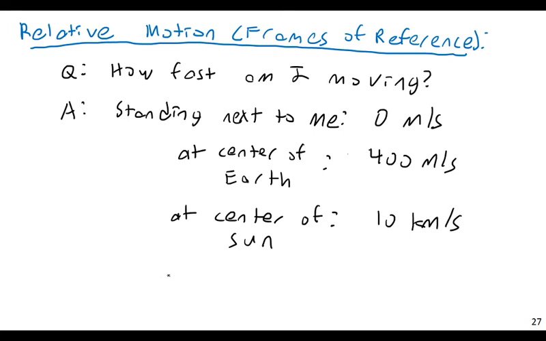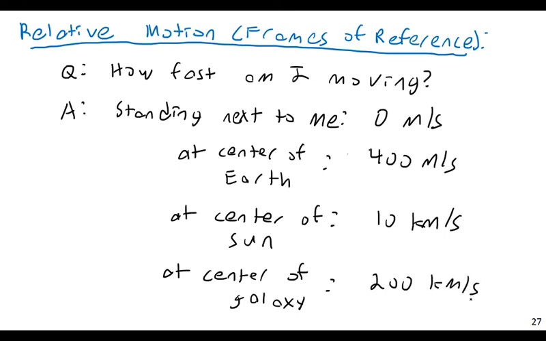And then if I asked someone standing at the center of the galaxy, I believe the figure there is approximately 200 kilometers per second. But that may be wrong as well. Again, you don't need to know these exact figures. My point being that how fast I am traveling, that very simple question, is going to depend on where the observer is. In fact, there is no such thing as a true stationary reference frame. Nothing in the universe is ever stationary.